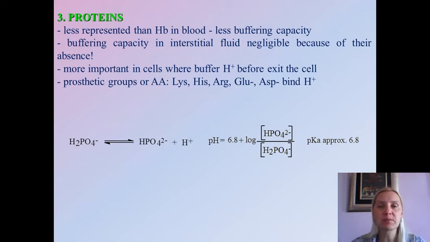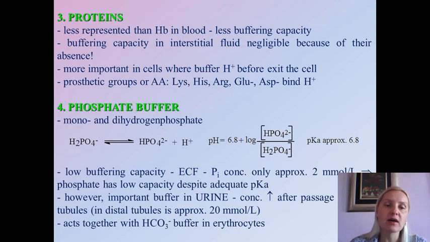Which groups are responsible for buffering properties of proteins? Definitely those are side chains of acidic and basic amino acids like glutamic acid, aspartic acid, or those basic ones, lysine, arginine, histidine. And the last type is phosphate buffer, which consists of two components, dihydrogen phosphate and hydrogen phosphate as a conjugate base.